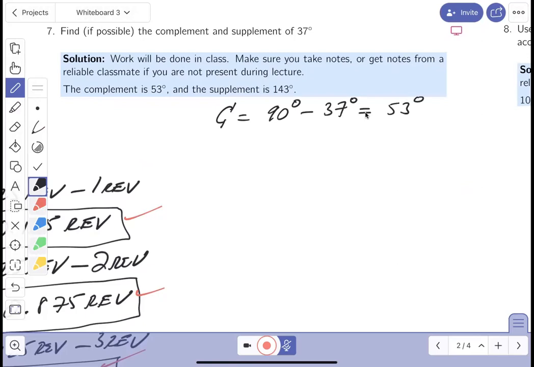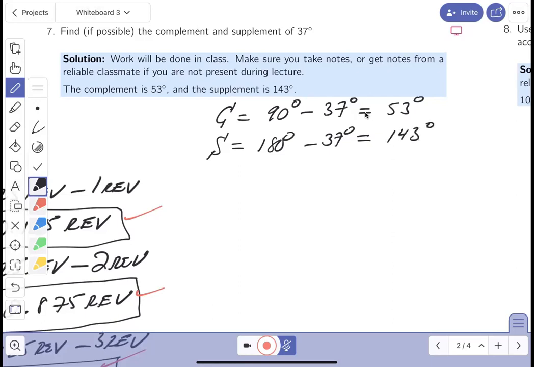Let me just check and see if that's true. 53 and 37. Let's see. No, 90 looks good. So that's a complement. What's a supplement? Well, it's going to be 180 degrees minus 37 degrees. If you don't know these definitions, by the way, you would want to go back and study the notes we presented in class to you. It's so important to do that, which is going to be 143 degrees.